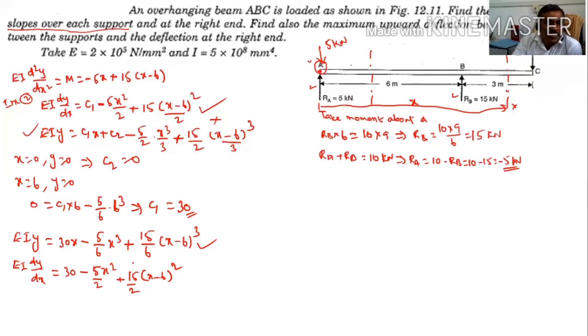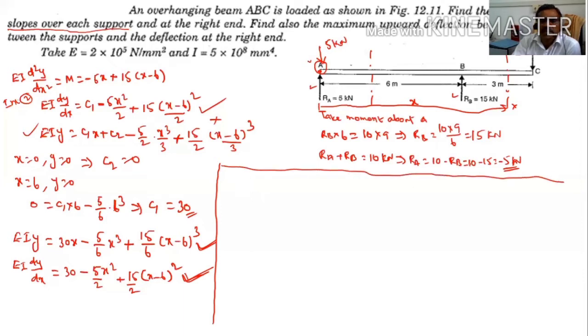Now these are the generalized equations. This is the slope equation and this is the deflection equation. Now, substituting the value of x, you can find slope and deflection at any point. So first, we need to calculate slope and deflection at point A and C.